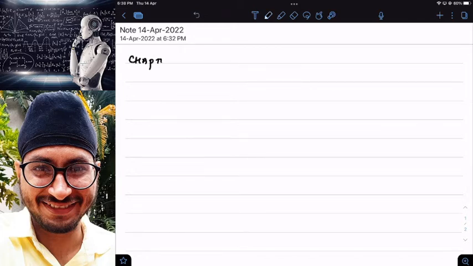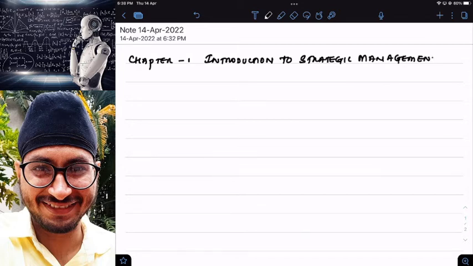Chapter number 1, Introduction to Strategic Management. Clear? So chapter number 1, Introduction to Strategic Management. Before understanding what is strategic management, let us understand first what is strategy. Then we will understand what is management. Then we will understand what is strategic management.